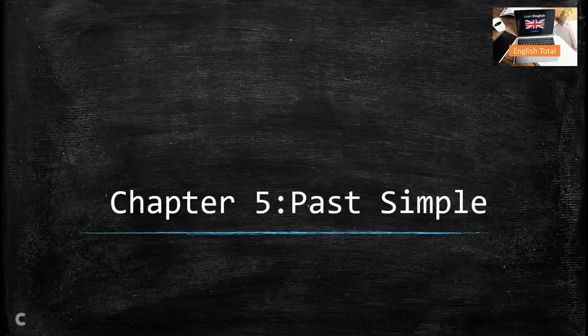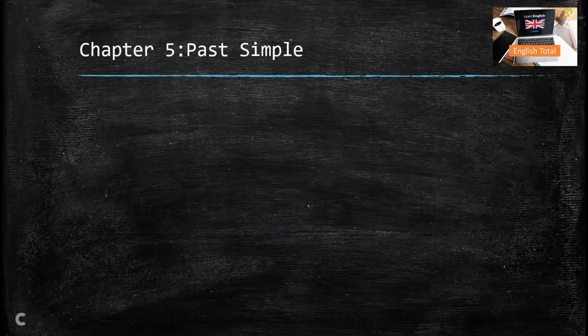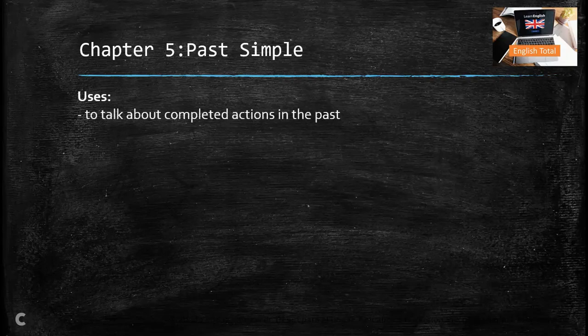Chapter 5, the past simple. Today, we are going to learn how we can talk about the past in English, so we'll start by having a look at the use of the past simple. Let's dig in. We can use this verb tense to talk about actions completed in the past.